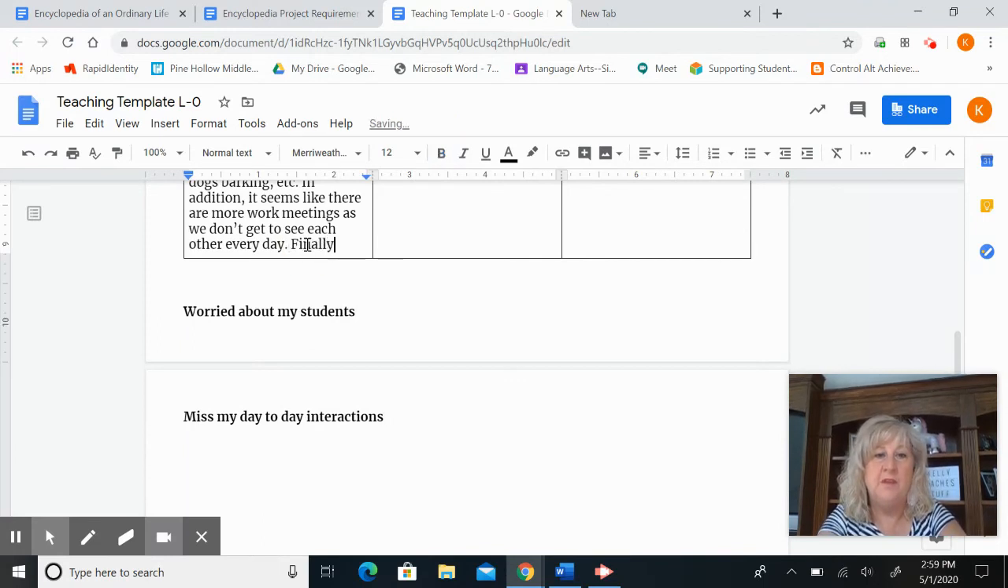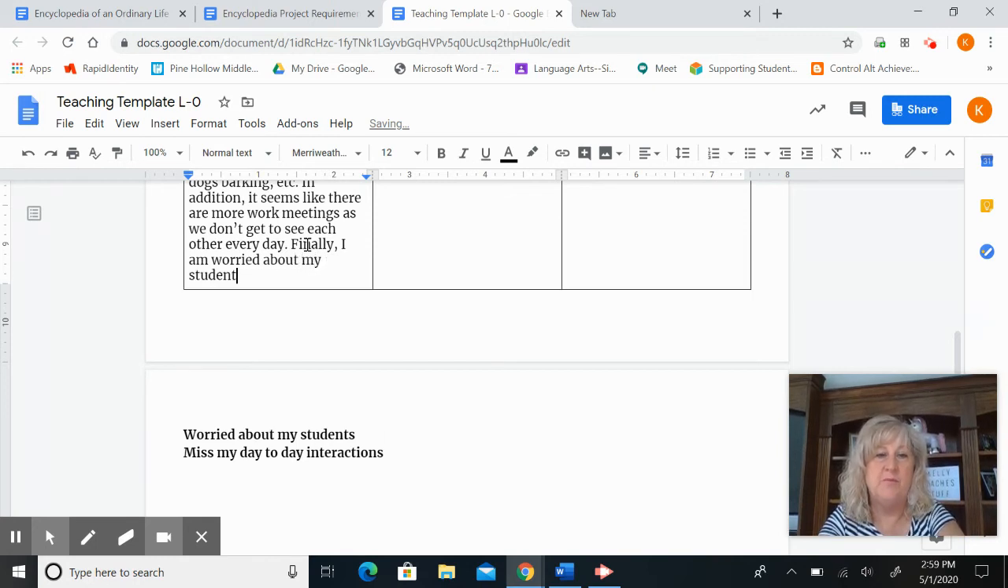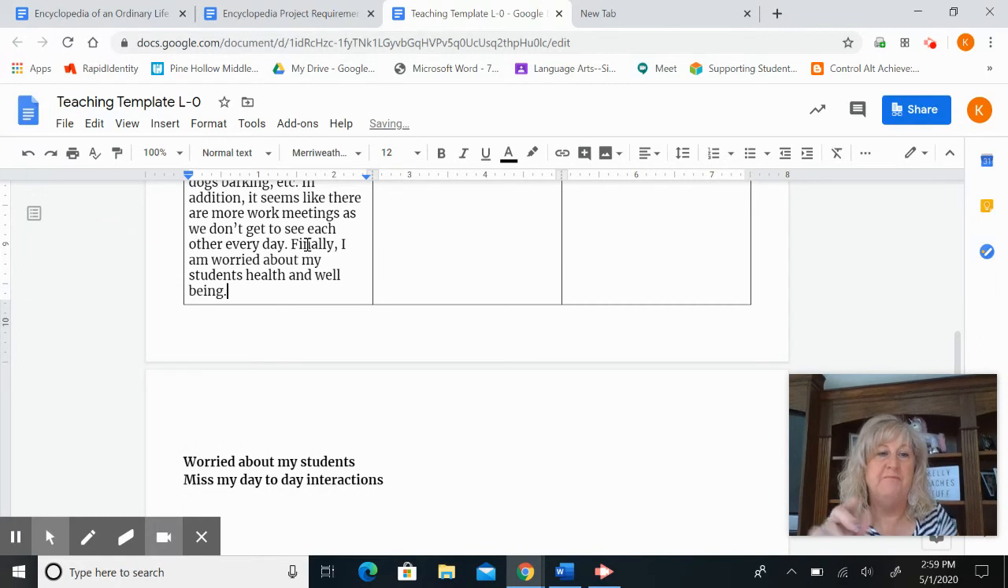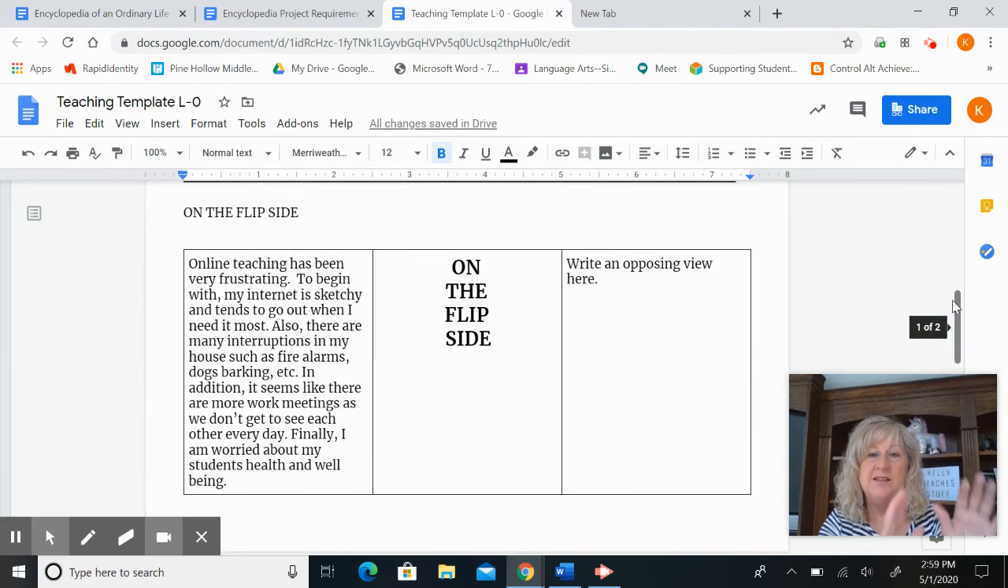Finally, I am worried about my students' health and well-being. Okay, and remember I said you didn't have to put everything on there. So now that I've put all my ideas in my template, I'm going to take this part out because I've already captured them in there. Okay, so that's everything that is annoying.